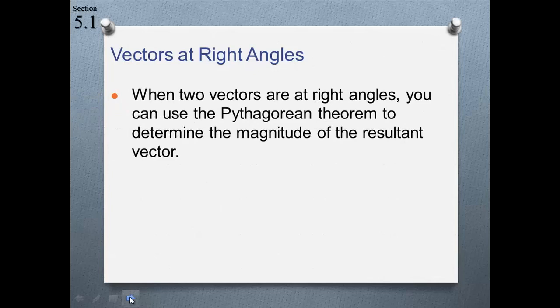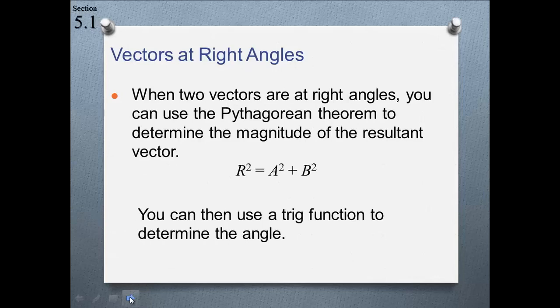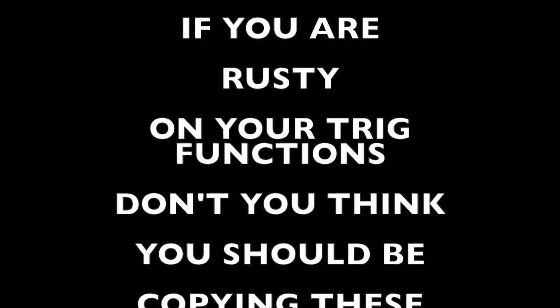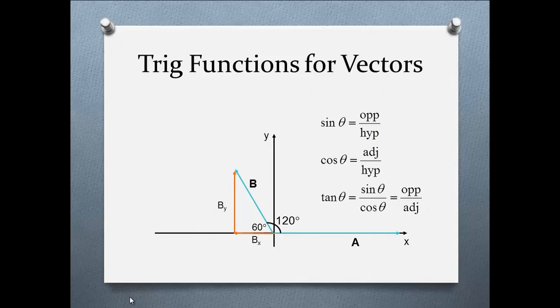When we are looking at vectors at right angles, just as we said, we're going to use the Pythagorean theorem, but we also want to use a trig function to determine the angle. The trig functions for vectors are just the sine, cosine, and tangent. I just wanted to make sure we understand that our definitions of sine, cosine, and tangent have to do with their relationship to the angle in question. In this particular triangle, and we're always looking inside the triangle, the angle that we're discussing is 60 degrees.